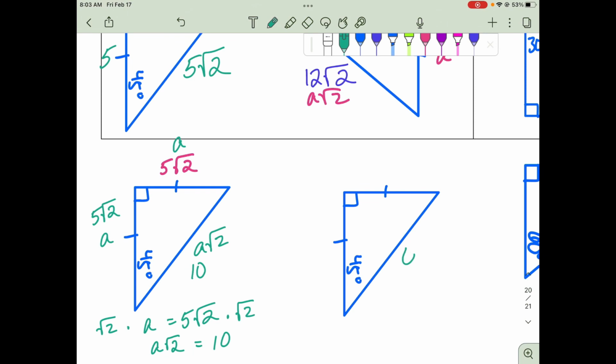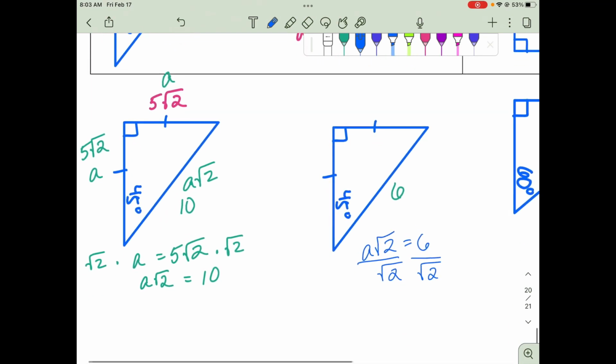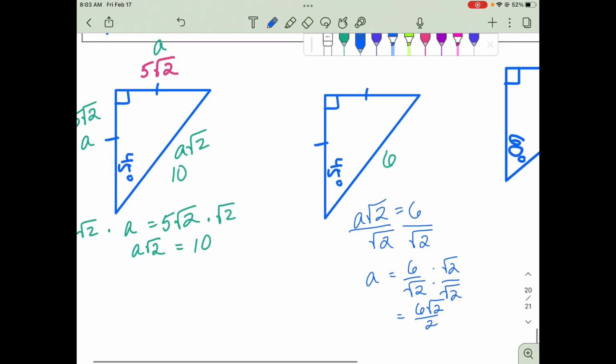Then let's do another one. Let's say this was 6. So if that side length is 6, then we have a root 2 equals 6, and we would divide both sides by root 2. Don't forget, then you have to rationalize. So now we have a equals 6 over root 2 times root 2 over root 2. And so then we're getting 6 root 2 over 2. So then we're getting 3 root 2 for both of the legs.